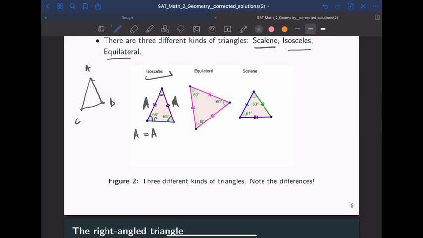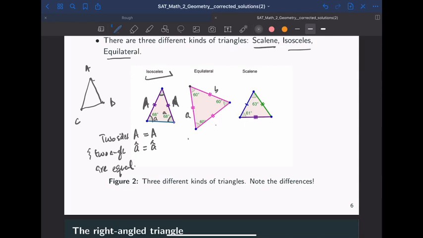And these two angles, small a, are correspondingly also equal. So what that means to say is, for an isosceles triangle, two sides and two angles are equal. For an equilateral triangle, all three sides are equal.